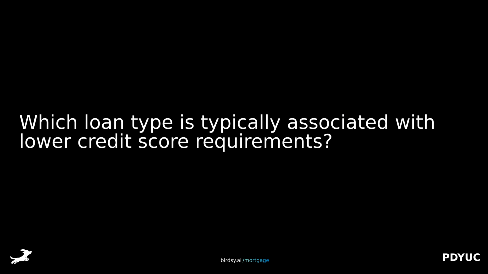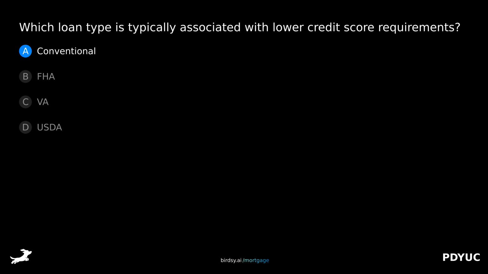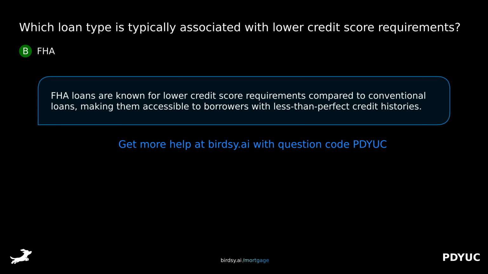Which loan type is typically associated with lower credit score requirements? Is it A, conventional, B, FHA, C, VA, or D, USDA? The answer is B, FHA. FHA loans are known for lower credit score requirements compared to conventional loans, making them accessible to borrowers with less than perfect credit histories.